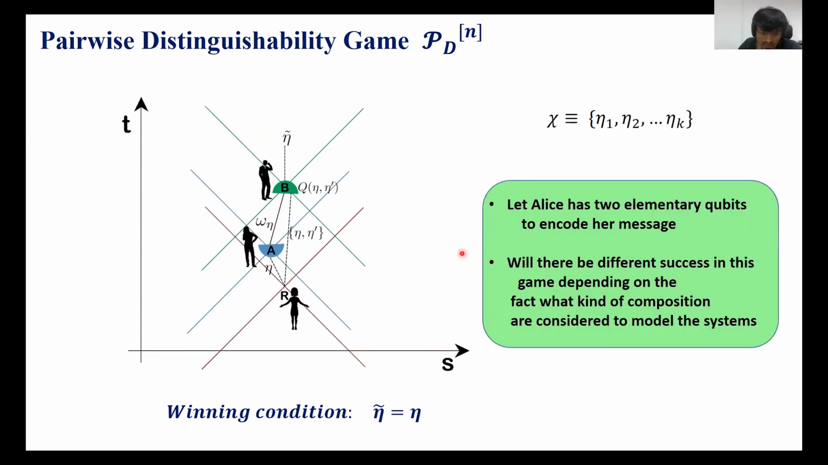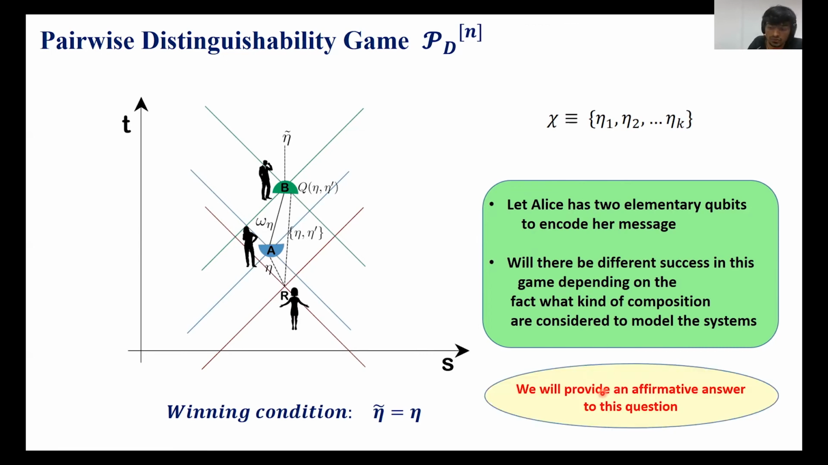We'll look into a special case where Alice has been given 2 elementary qubits to encode her message. We'll answer this question: will there be different success in this kind of game depending on what kind of composition on local quantum systems is allowed? We provide an affirmative answer for this. Before going into that, let me briefly define some definitions, which will be very helpful.